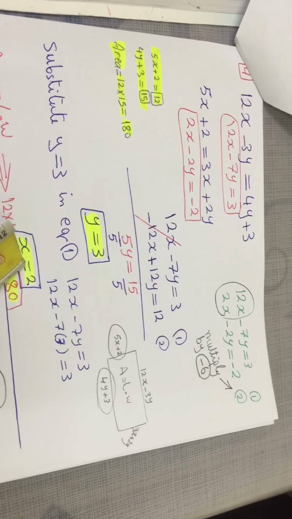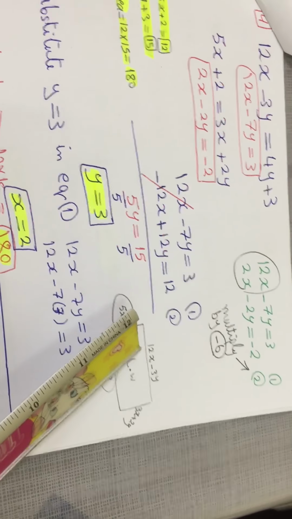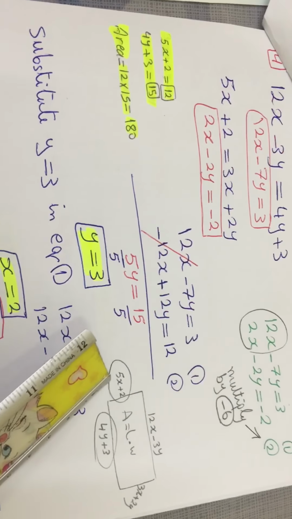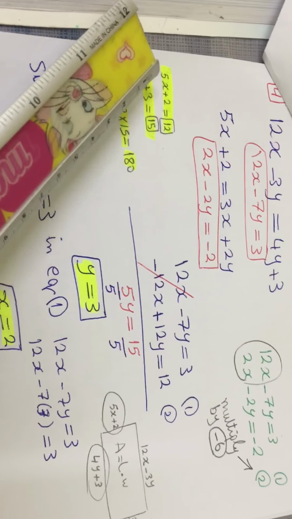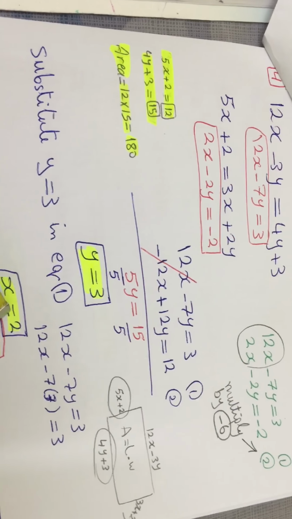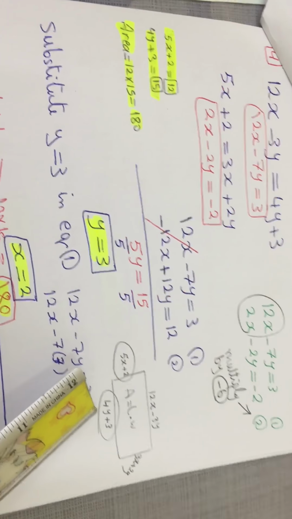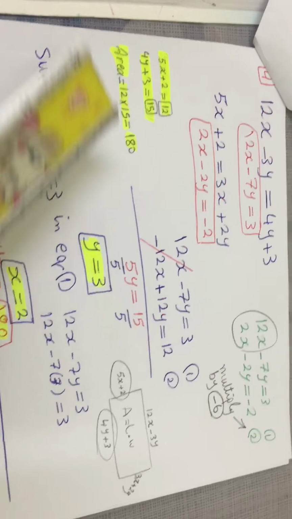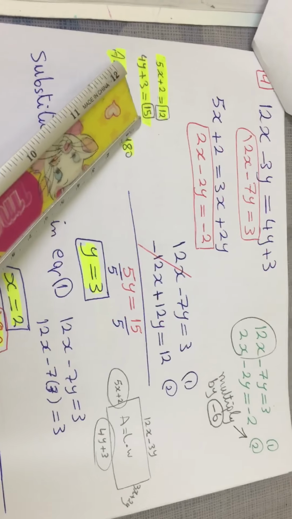He asked about the area. So what I have to do is substitute x equals what and y equals what, like this. I substitute in this side, 5x plus 2. So 5x plus 2 equals 12, because I substitute x equals 2: 5 times 2 equals 10, plus 2 equals 12. And I use this side, 4y plus 3, to find the length of this side. So 4y plus 3, 4 times 3 equals 12, plus 3 equals 15.